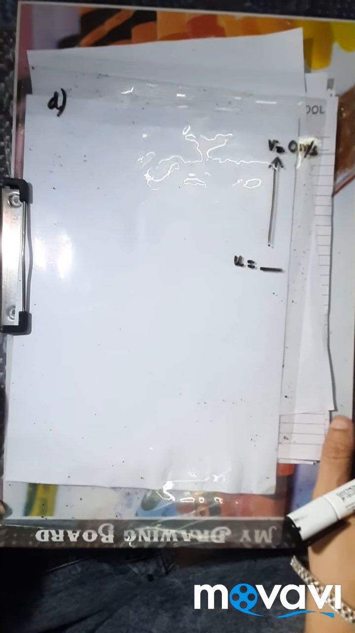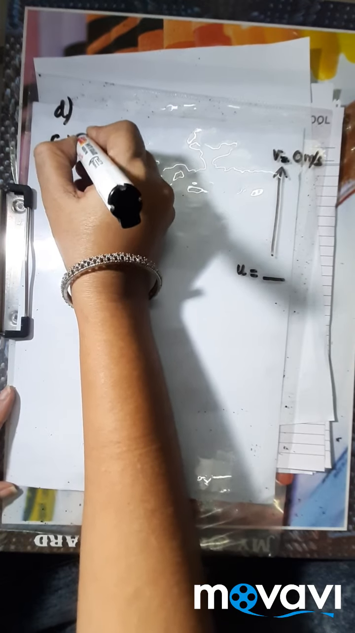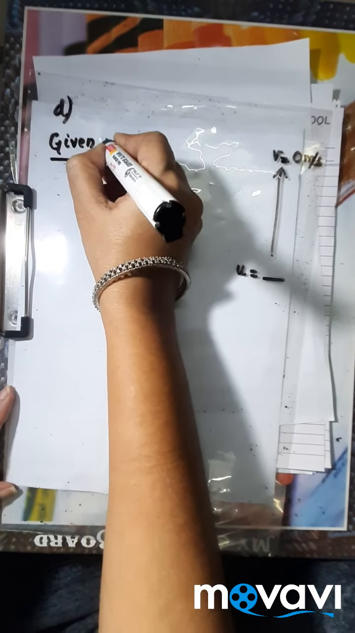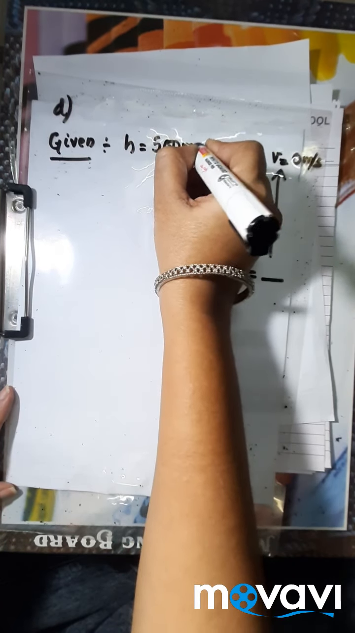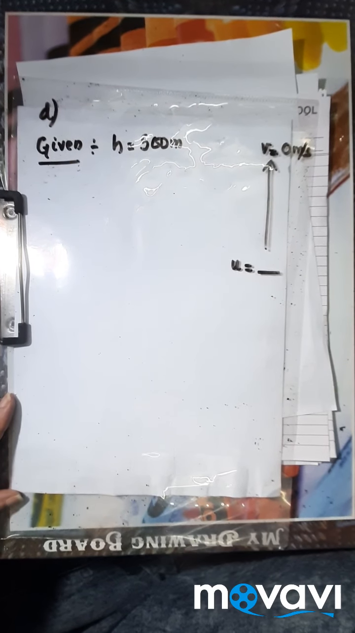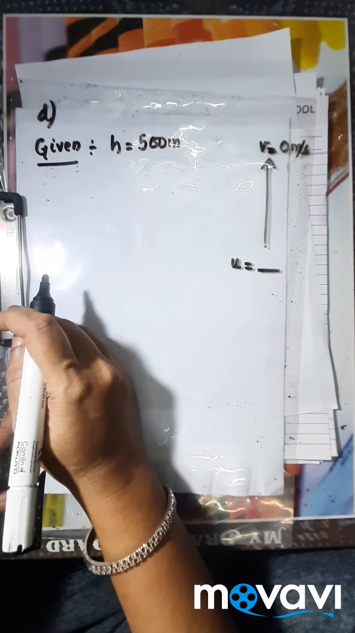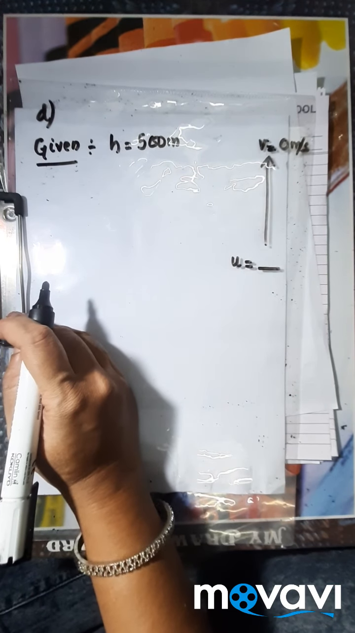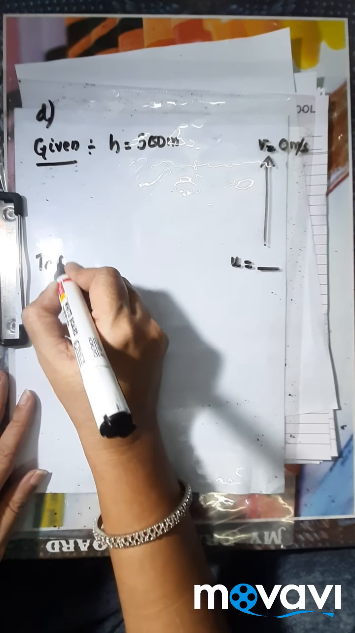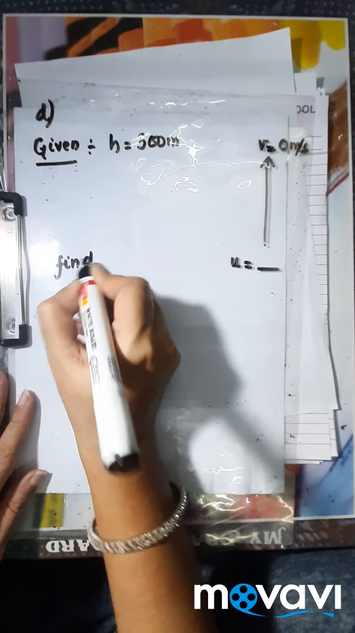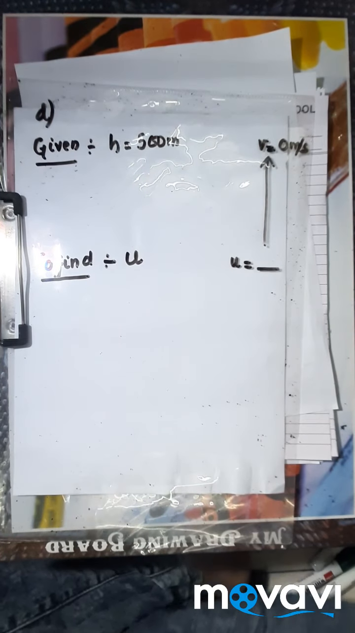So we will say that given, height is equal to 500 meter. Can you see this clearly, this part? Anyway, I'm going to write it out, so it's not a problem. Correct? Then what was its initial velocity? So I have to find my initial velocity. So I have to find u, because you are throwing it upwards, right?